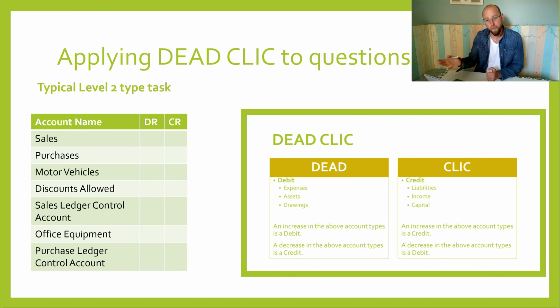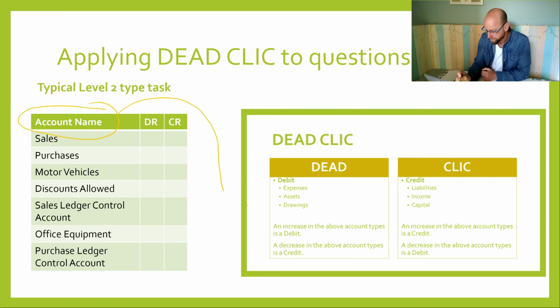As you can see from the screen, we've got a mini trial balance here, and we've also got a reminder of what CLIC is. So when we look at this one, we go, right, okay, sales. Let's go to CLIC. Well, I can't see sales in there. Let's have a look at motor vehicles. And again, I can't see motor vehicles within CLIC. So what's missing? It's that connection between the account name and the account type. And that's the bit that is missing from having CLIC.